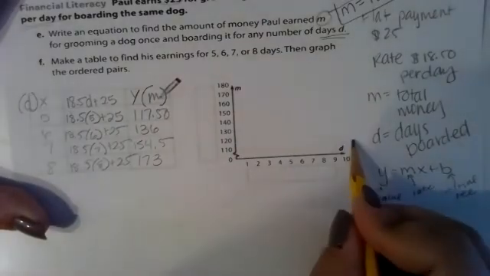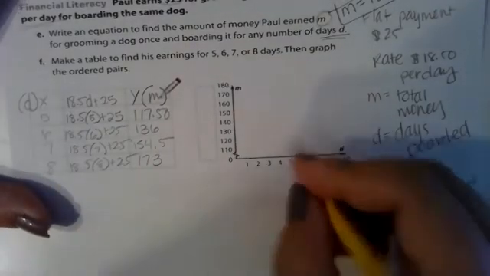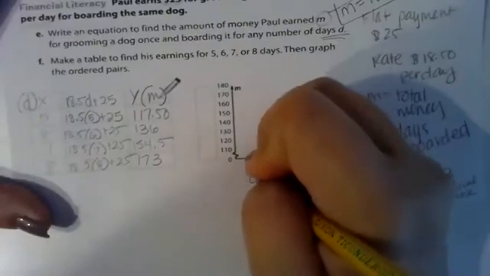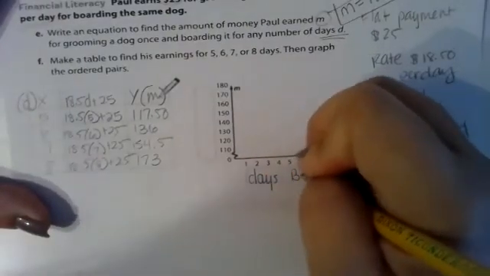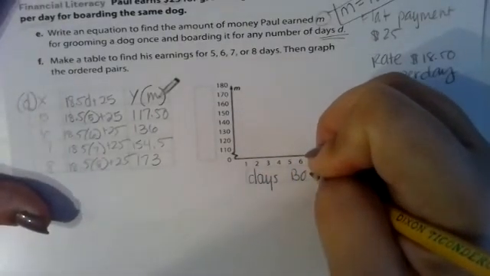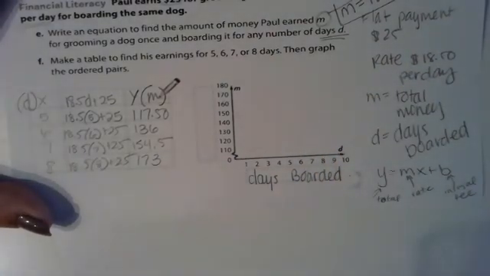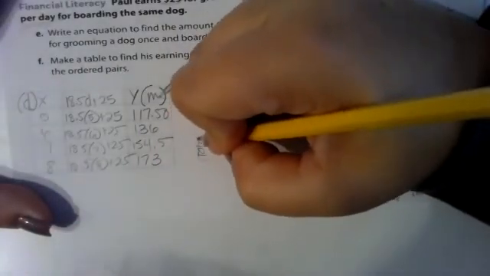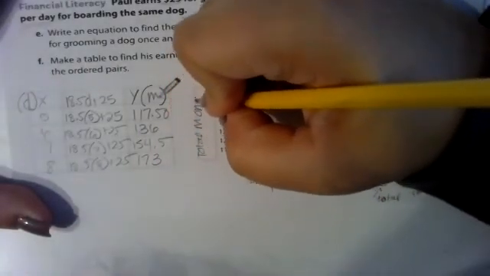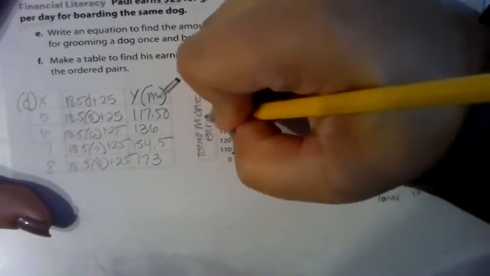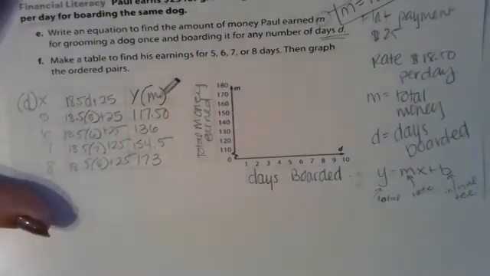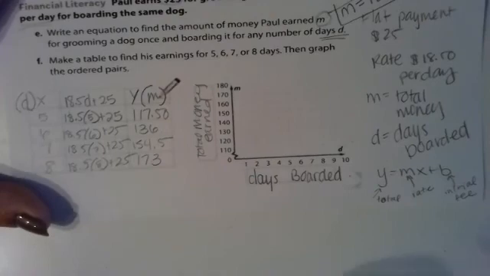And then my D is going to be days boarded. And my M is total money earned. And then again, I'm going to chart this.